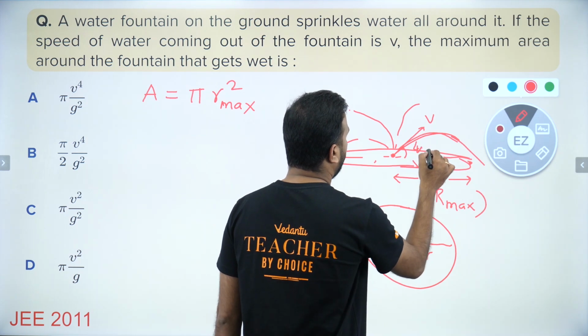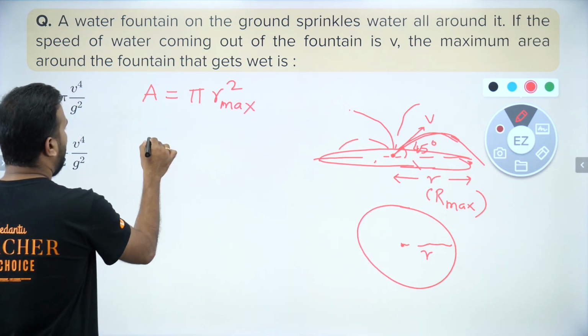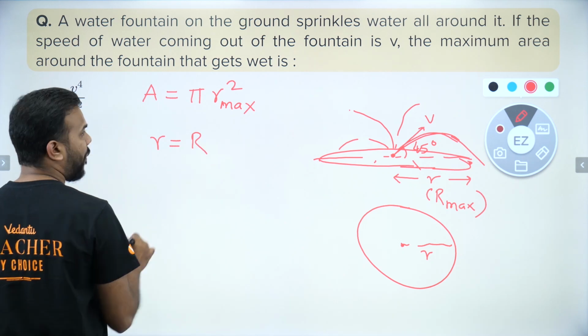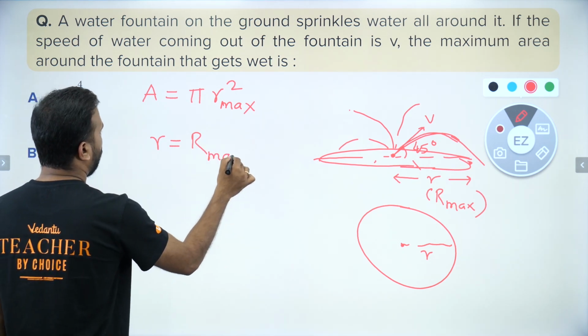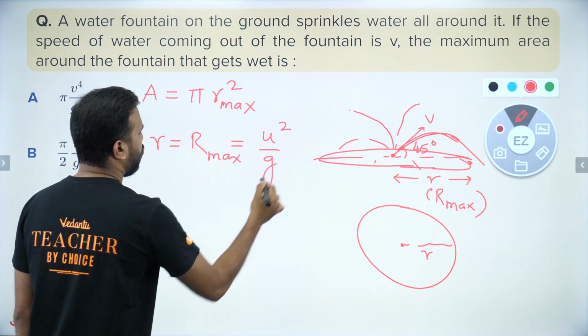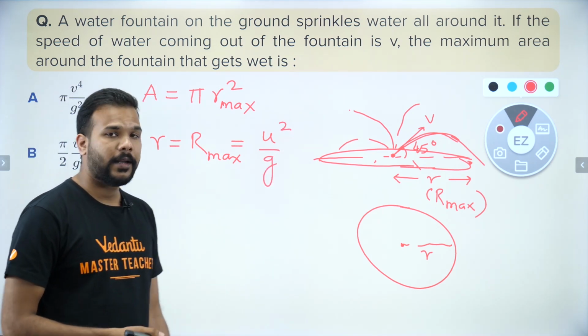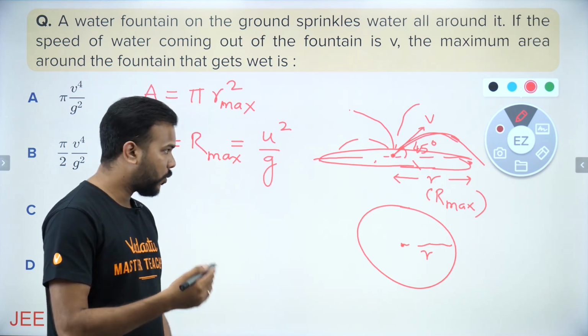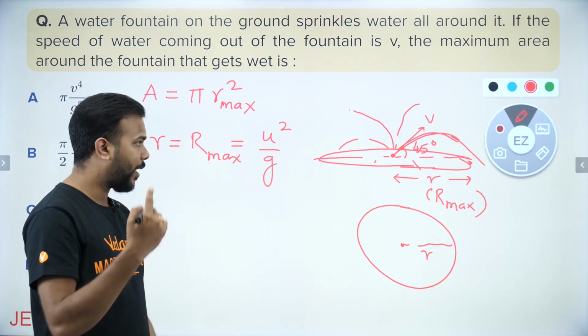So it's basically an angle of 45 degree. And what is R here now? R is nothing but capital R, and we are talking about R max, which is u square by g. You know the formula, it is u square sine 2 theta by g. So sine 2 theta has to have maximum value, that is 1.